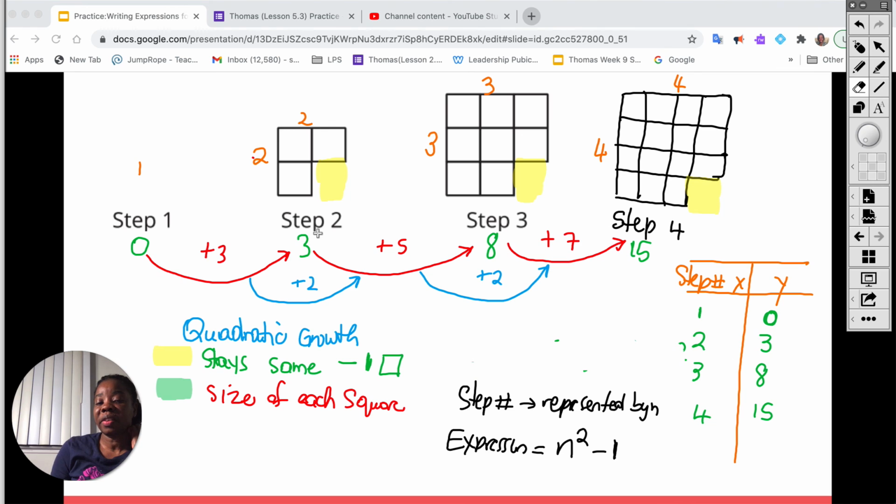So if we wanted to find the 6th pattern in this, it would be 6 squared minus 1, so that's 36 minus 1, 35. It would be n squared minus 1.